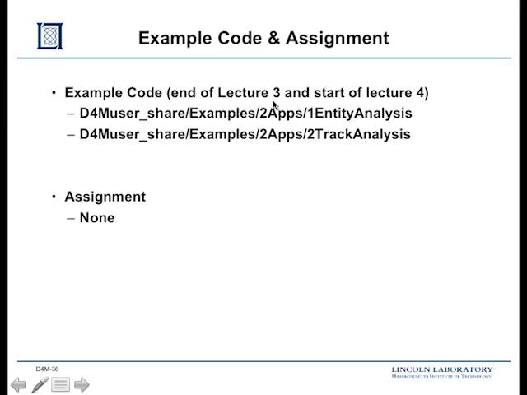We've now moved on to the second subfolder, apps, entity analysis, and you are encouraged to run those examples, which we will now do shortly. So we will take a short 5-minute break, and then continue on with the demo.